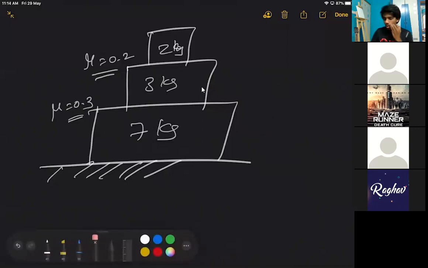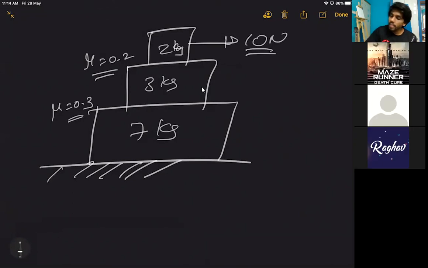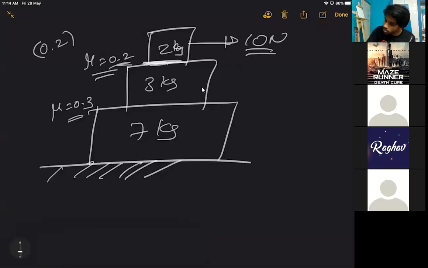So observe what I'm going to do. I'm going to apply the same force, 10 newtons, here. What I do is I will try to find the maximum frictions here. What is the maximum friction here? First of all, F equals mu mg, 0.2 into 20, so it is 4 newtons.